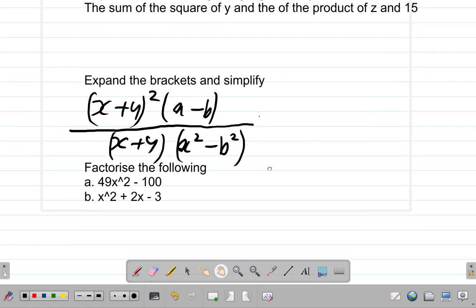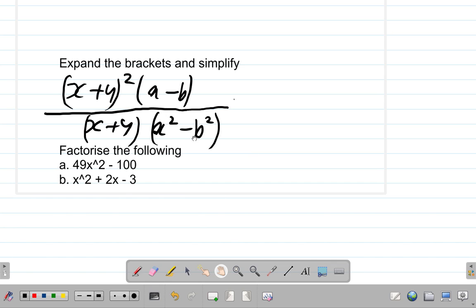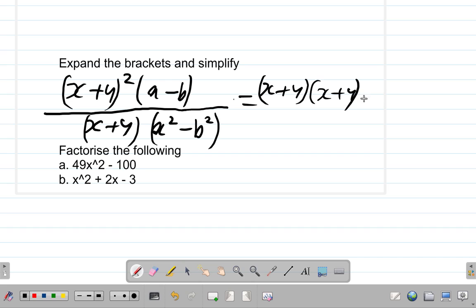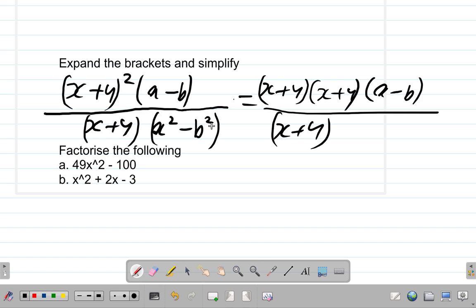Let's see the next question here. Expand the brackets and simplify. Alright. Let's see what's going on here. This will be equal to what? x plus y squared. Well, we know x plus y squared is the same as x plus y multiplied by x plus y. You square a number, it means the number multiplies itself. And that multiplies a minus b, alright? All over what? There's an x plus y here times a squared minus b squared. That is something here. Oh, this is the difference of two squares.